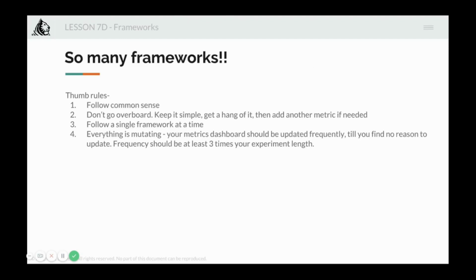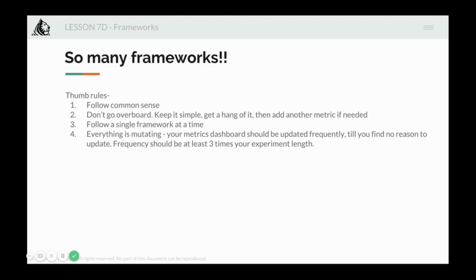So many frameworks. What to do? I will suggest just follow common sense. Don't go overboard. Don't try to showcase multiple frameworks, this and that. Just pick one framework and go with it. Keep it simple, get a hang of it, and then add another metric if needed. Just don't jump into "I'm going to track 10 metrics across three different frameworks and I'll be super data driven" and things like that.